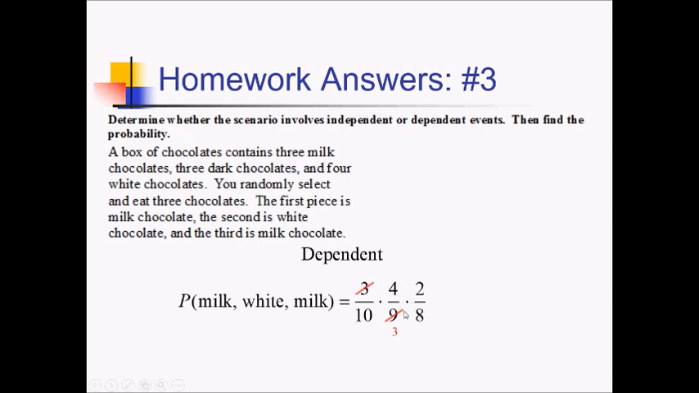There's a lot of ways you could go with this 4. I'm going to reduce it with the 8, though. And that gives me a 1 over 2 for that one. And now I also notice that I have a 2 here and a 2 here. Why not just cancel those out? So what I'm left with then is a 1 in the numerator and we have 10 times 3 in the denominator, giving us 30.